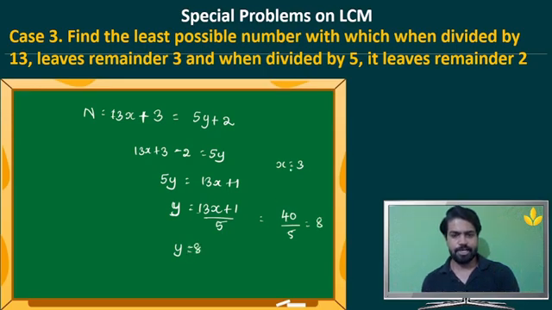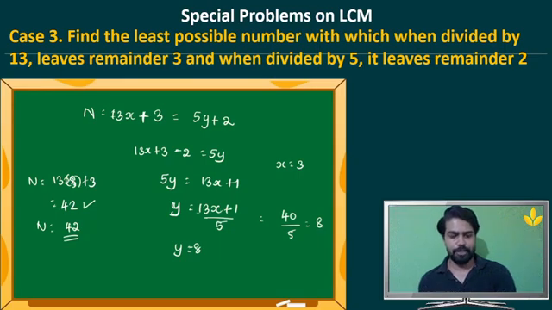So if y is 8 and x is 3, what is the number? We can check. 13 into 3 plus 3 is 42, or n is equal to 5 into 8 plus 2, 42. That is the smallest number we are talking about. If you try another value of x, it might increase the value, but the question asks only for the least possible number. So the answer for the question is 42.